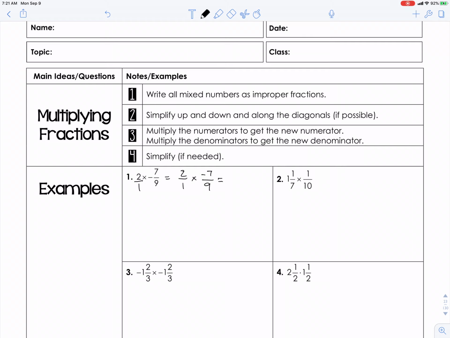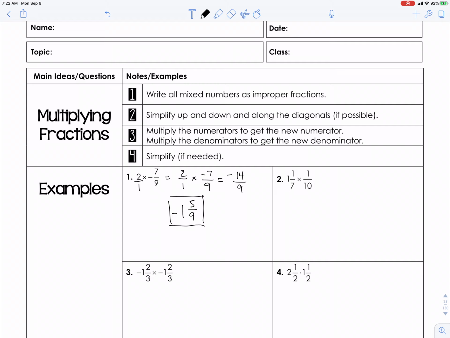2 times negative 7, well, what's a positive times a negative? It's a negative. 2 times 7 is 14. 1 times 9 is 9. So that's almost my answer. Remember, that is an improper fraction, so I need to change that to a mixed number. Well, 9 goes into 14 one time. My negative is going to come out front now. 9 goes into 14 one time with 5 left over after I take 9 out of 14. So I end up with negative 1 and 5/9.